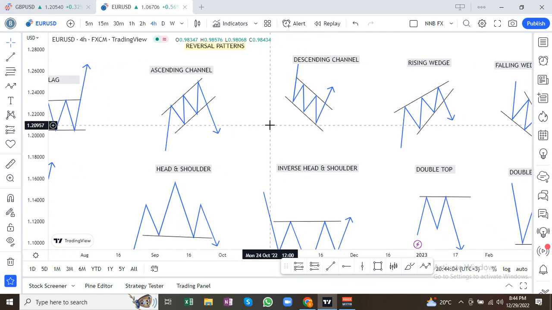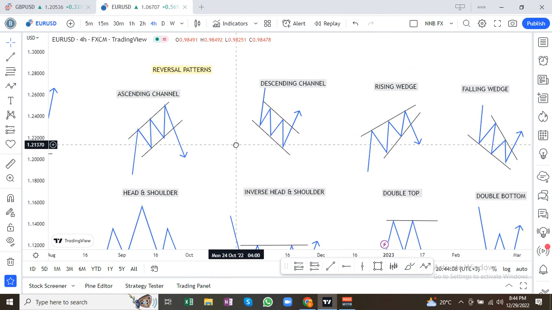The next patterns that we'll be looking at are reversal patterns. On reversal patterns, the first pattern that we'll be looking at is the ascending channel.